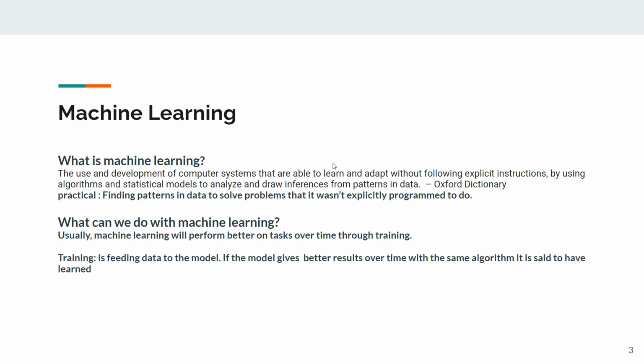What can we do with machine learning? Usually, machine learning will perform better on tasks over time throughout training. And while we're here, what are we defining training as? Is feeding model to the data. If the model gives better results over time with the same algorithm, it's said to have learned.